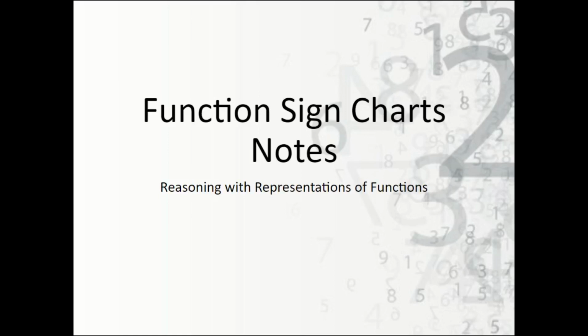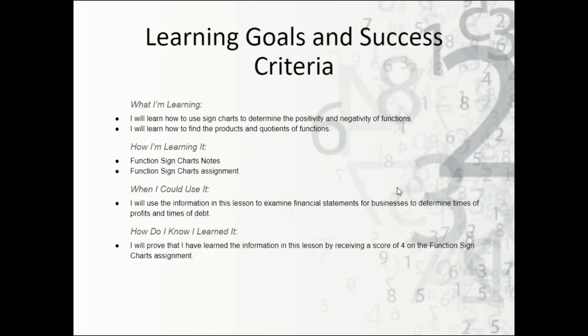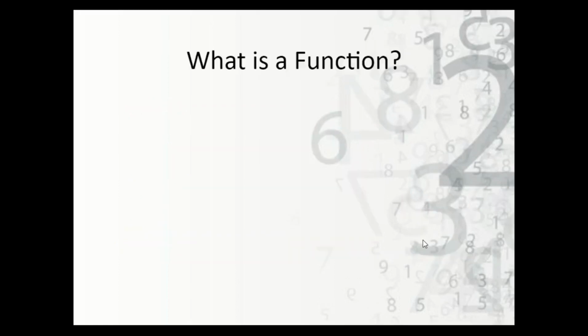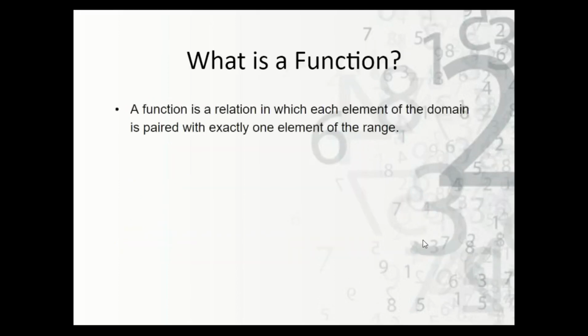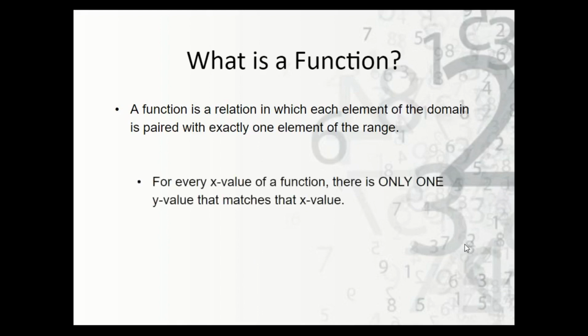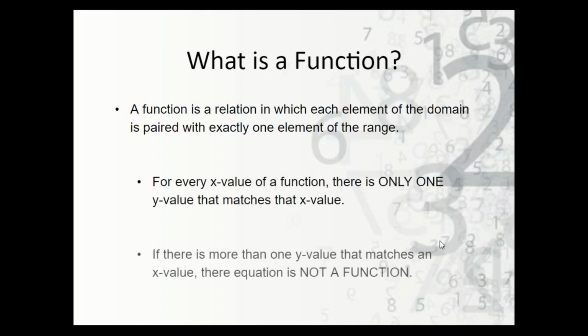Let's take a look now at the function sign charts notes. The notes begin with the learning goals and success criteria. Now, what is a function? A function is a relation in which each element of the domain is paired with exactly one element of the range. So that means that for every x, there's exactly one y that matches with that x value. If there is more than one y to match up with an x, then it is not a function.